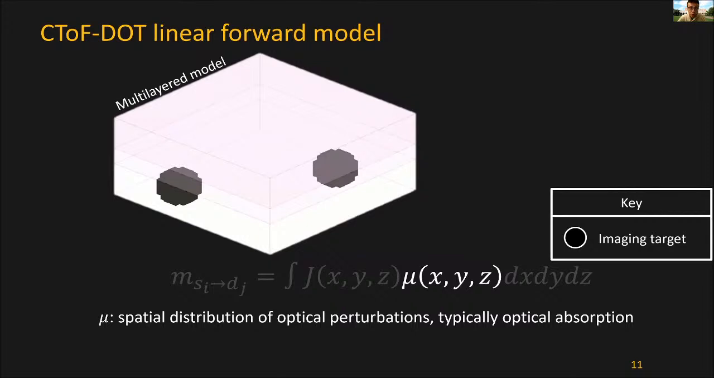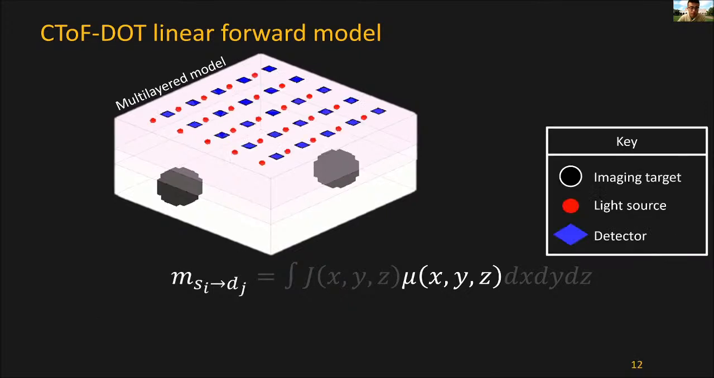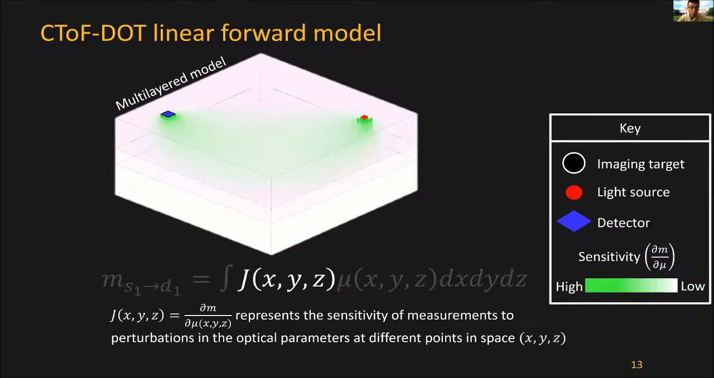We assume the target features are embedded in this slab. The imaging targets are the spatial distribution of optical perturbations, known as mu. We will primarily focus on optical absorbers as the perturbations, since many biological features of interest, including tumors and functional activity in the brain, can be detected by measuring changes in optical absorption. To probe these features, we consider an array of sources and detectors, M. We wish to establish a relationship between the set of optical parameters mu and the measurements M.